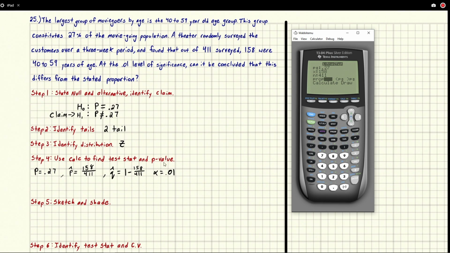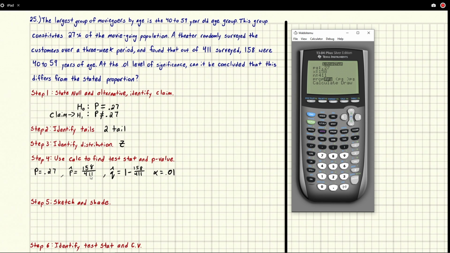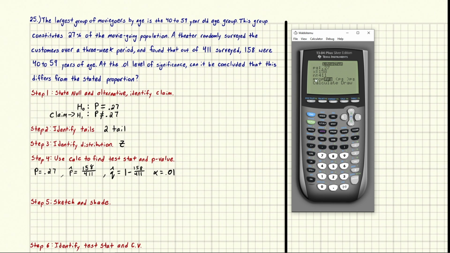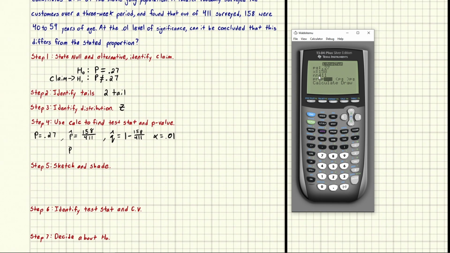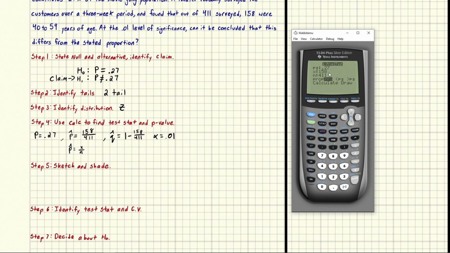Now, I just realized we actually didn't need to write down p hat and q hat like this. If you're going to use the calculator, you really only need to identify x and n. The p hat formula is just x over n. So you could just use this instead if you're using the calculator.